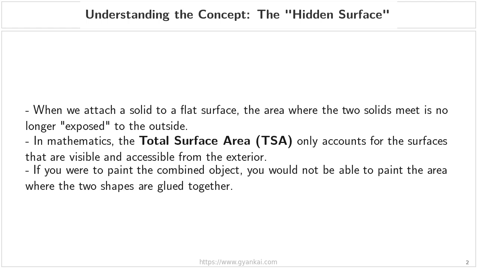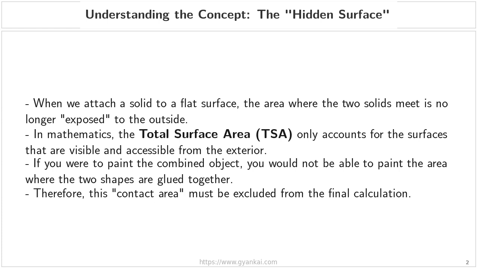To make this even clearer, imagine you were holding this combined object and you wanted to paint it. If you were to dip the object in paint, you wouldn't be able to reach or paint the area where the two shapes are glued together, right? That part is hidden from your brush. Therefore, the most important rule to remember for our upcoming steps is this. This contact area, the part where the shapes touch, must be excluded from our final calculation. We only care about what remains on the outside.